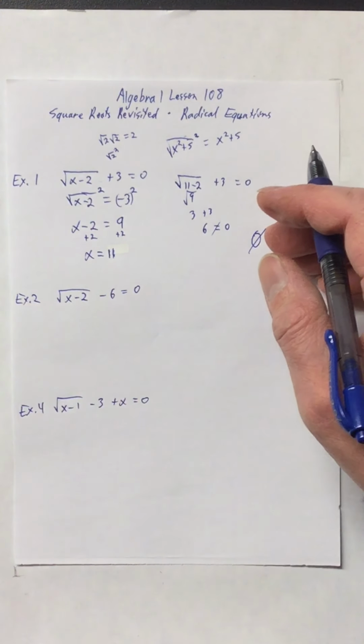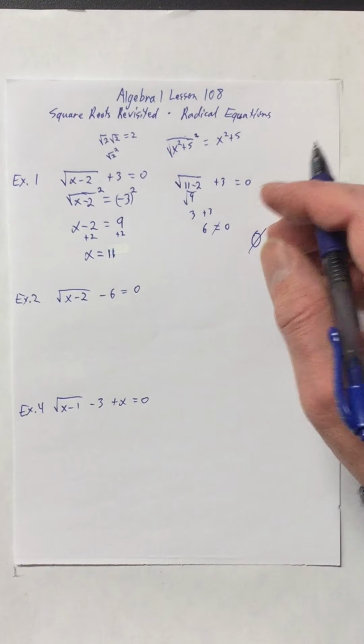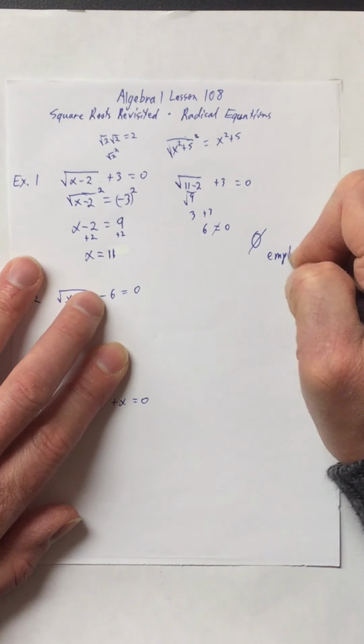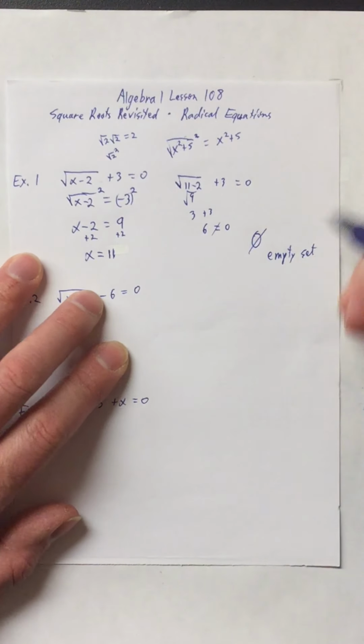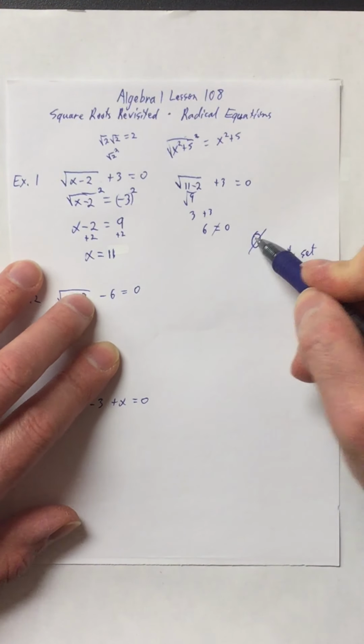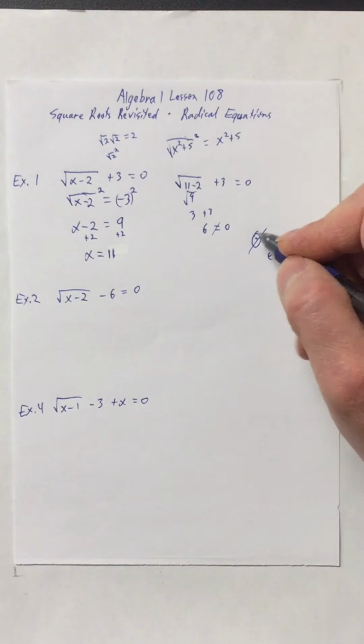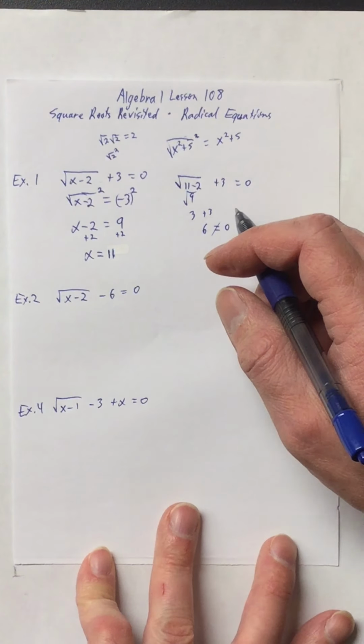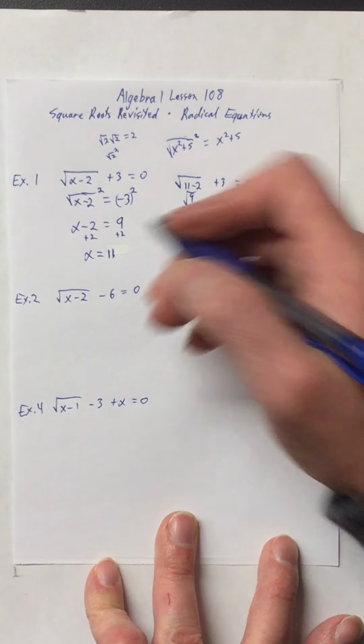So you can see in your book there, you would write the answer as empty set because it doesn't work, or you can put this symbol here. The 0 with the line through it is the symbol for empty set. Okay, let's work through another one of these. Let's look at example 2.